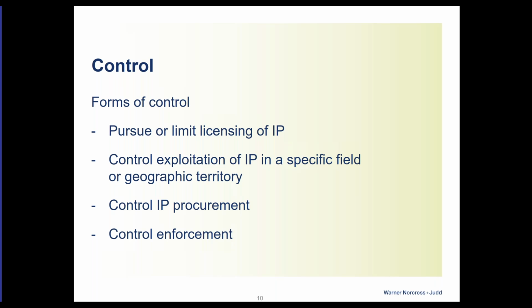You may also be able to control IP procurement. You may be able to decide where you want to file. Maybe the US isn't enough for your technology. Maybe you want it to be in Europe, China, Japan, other specific countries, Germany, rather than just Europe broadly. Also, you can control the claim scope. You may want to make sure that your commercial product is captured within the claims.